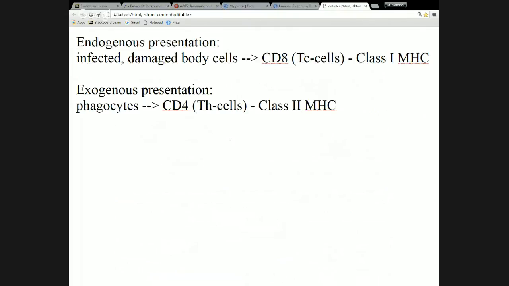endogenous antigens are coming from cells that are already in your body. The ones we're most interested in are the infected or damaged ones. Normal body cells would present also, but there shouldn't be any T cells for them to present to because we should have eliminated any T cells that would recognize normal self-antigens during maturation. And they use this class 1 MHC. And then exogenous antigens are presented by phagocytes that have processed them to the CD4 cells or helper T cells, and they use class 2 MHC.